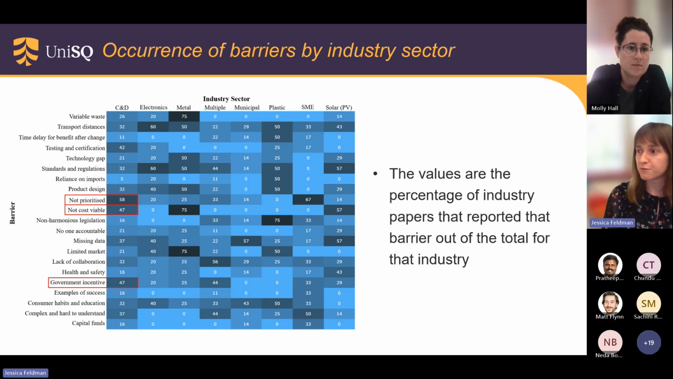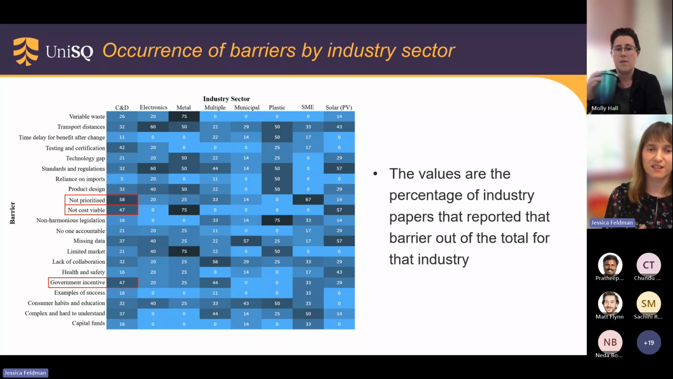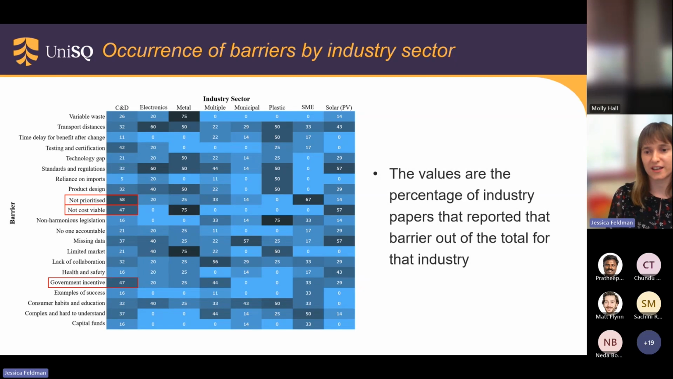And the number one barrier for construction and demolition waste is that it was not prioritised by businesses in this industry sector. So what this means is that factors like business time constraints, rigid organisational structure, and also just the risk-averse nature of businesses in this industry mean that circular economy is something that's not prioritised at all. And also economic factors are very important. So it's not cost viable or lacking government incentive to actually trigger this change to happen.